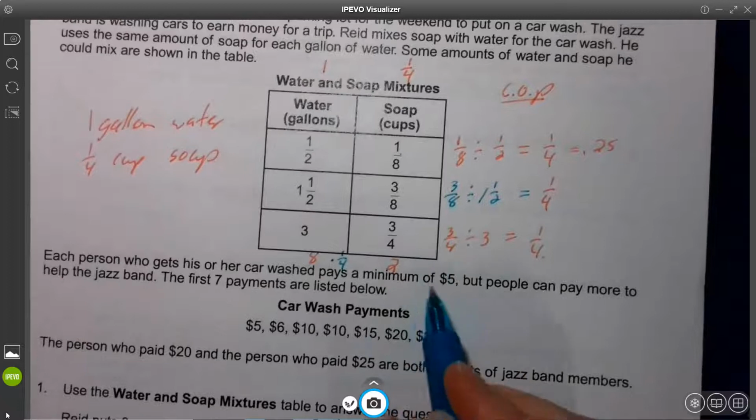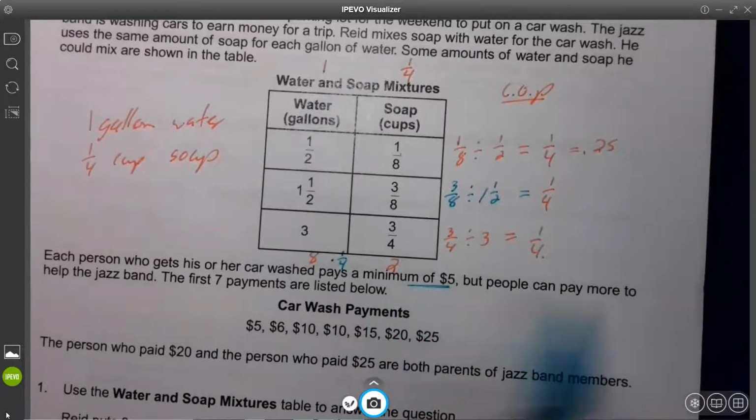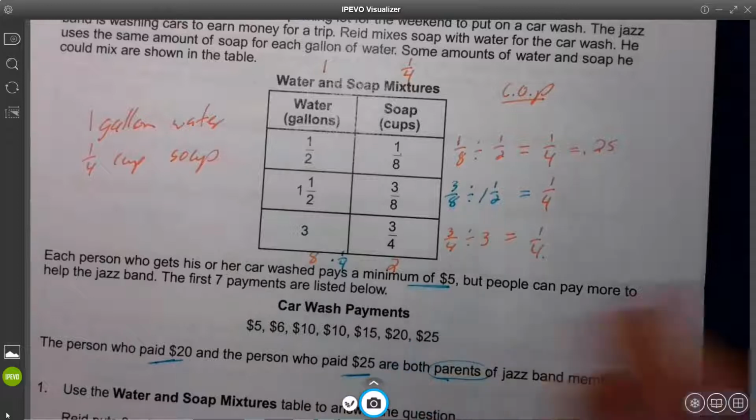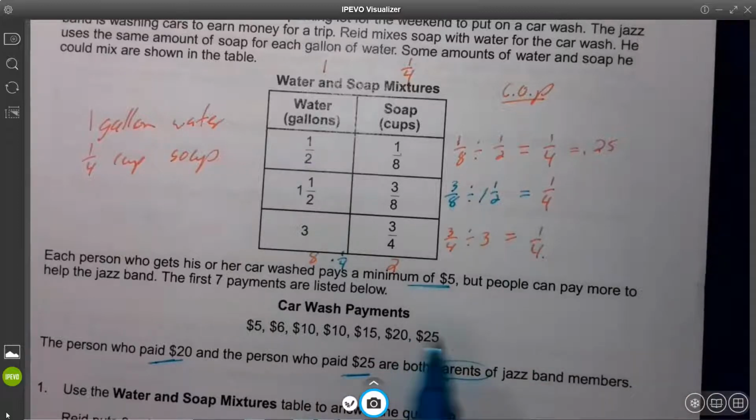So it says that you can pay a minimum of $5, but people can pay more to help the jazz band. Here are the 7 pages. And notice they said that the person who paid the 20 and 25 are both parents. So one parent paid 20. They're helping their kid out. Okay, so that's not exactly the norm. That would kind of be the exception rather than the rule.